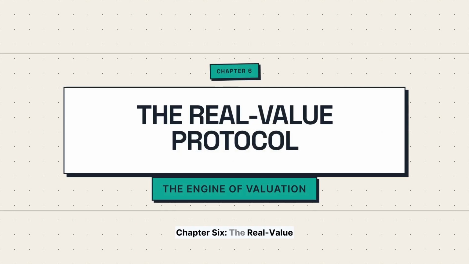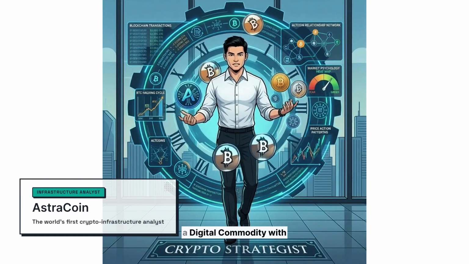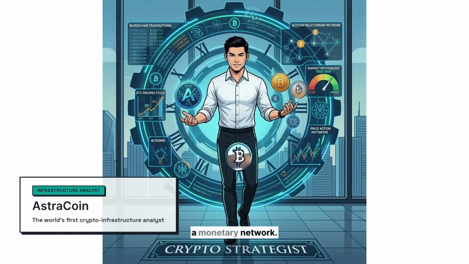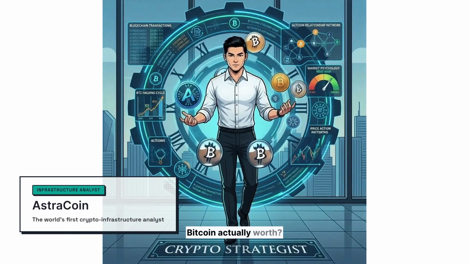Chapter 6, the Real Value Protocol, the engine of valuation. In Chapter 5, we established that Bitcoin is a digital commodity with a monetary network. Now we face the next question. What is Bitcoin actually worth?